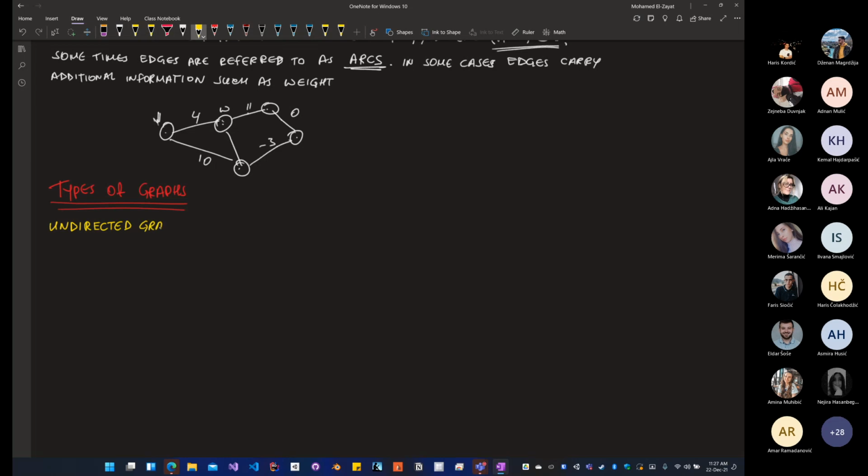Undirected graph. An undirected graph is a type of graph where edges don't have a specific direction.